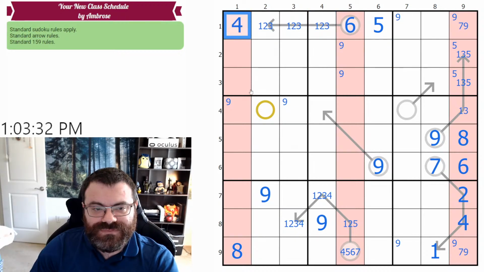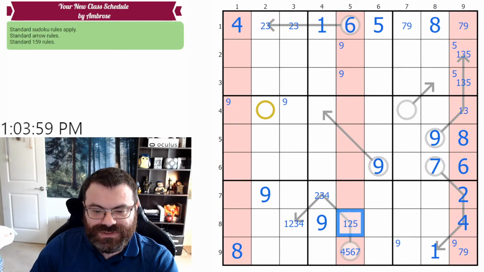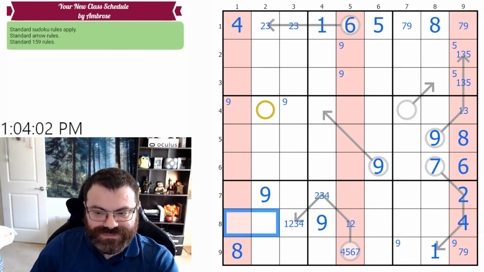Good spot. This is the 4. That places 1 here. So these are 7, 8, 9. That places the 8. This 1 looks down. So now this can't be 5 because that can't be double 1. So now there's a 5 over here.